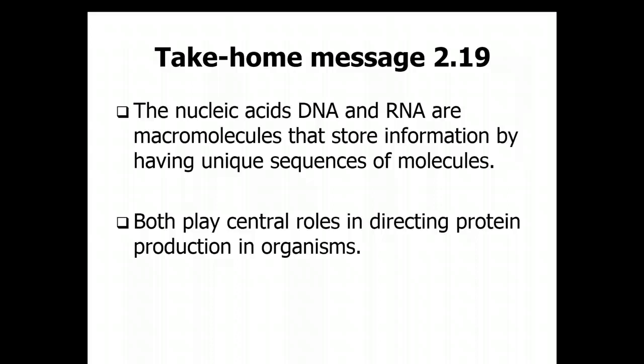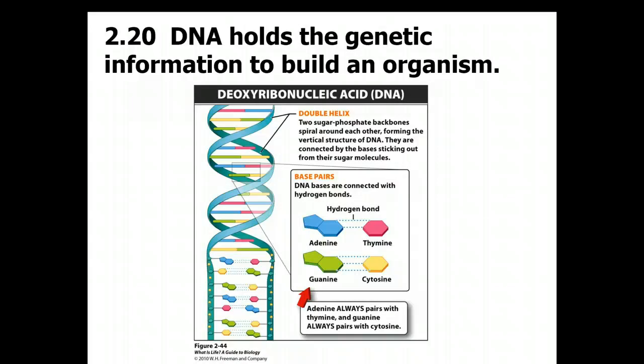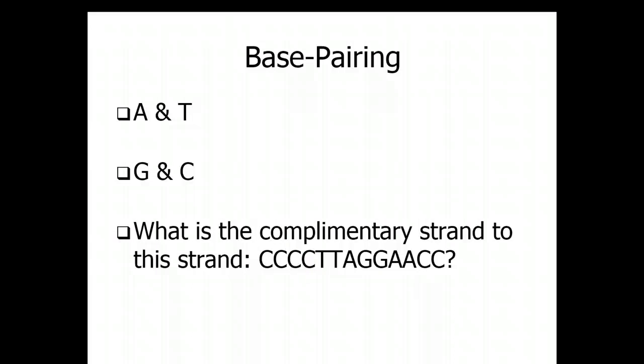So DNA holds the genetic information to build an organism, and we can see certain predictions of bindings between these purines and pyrimidines. In this case, adenine and thymine have 2 hydrogen bonds, whereas guanine and cytosine have 3. So adenine always pairs with thymine, and guanine always pairs with cytosine. And you can see the 2 sugar phosphate backbones there.